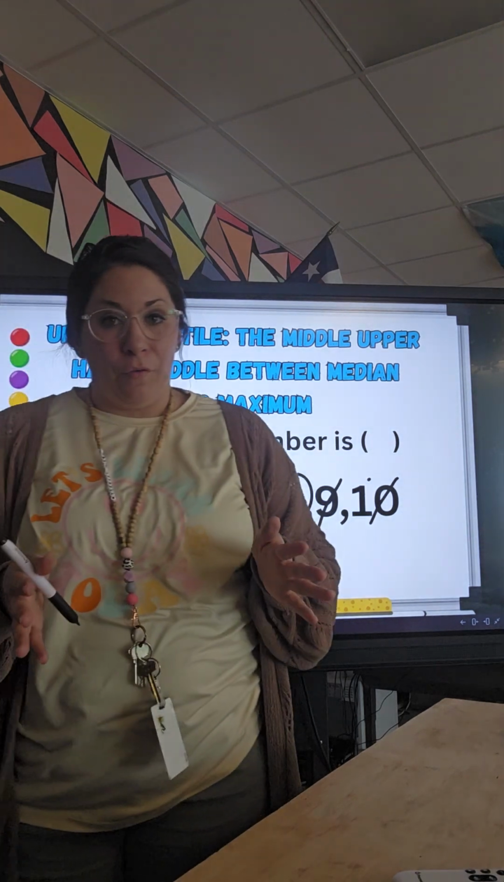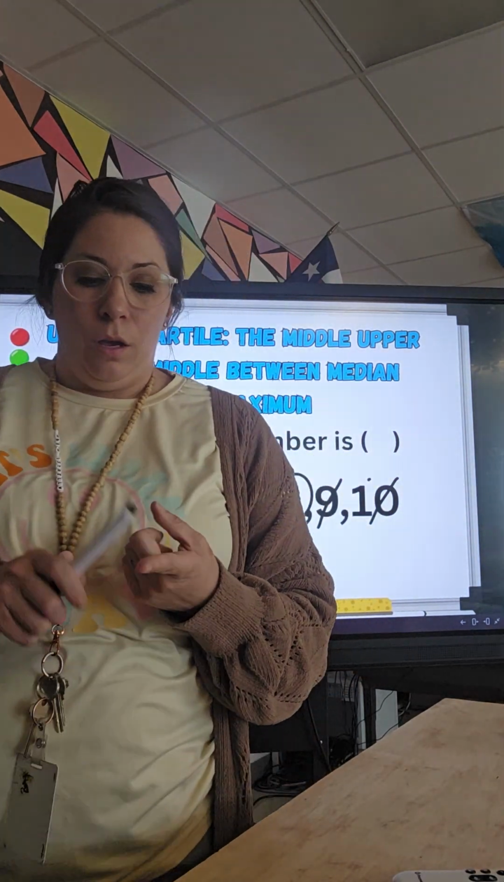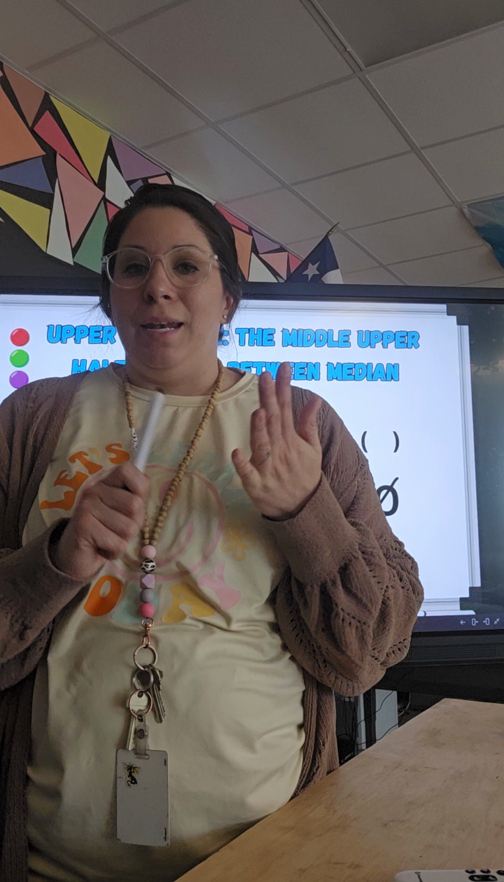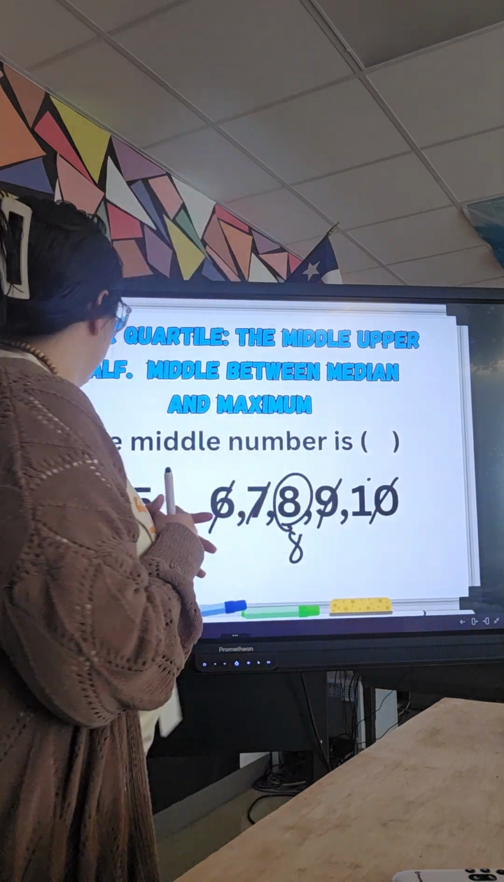Now we have our information. We have our least, we have our max, we have our median, which is our middle number. We have our lower and upper quartile now. Now we can use all that information to make our box and whisker plot.